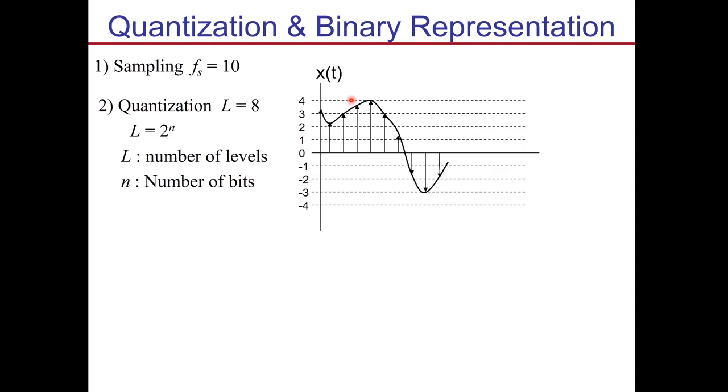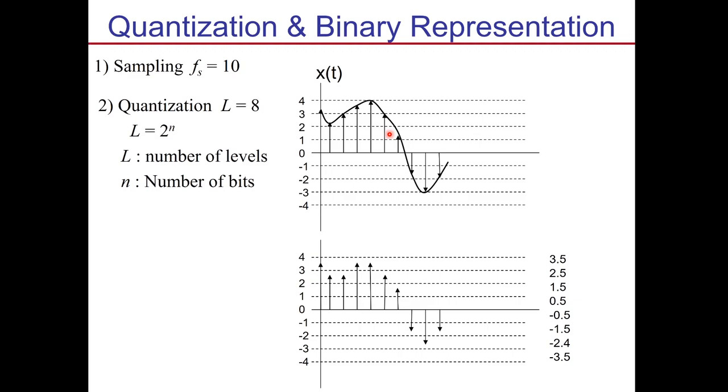If I need to represent each level by a binary number, since I have 8 levels, all I need is 2 to the power of n should be 8. That means in this case, n is 3, because 2 to the power of 3 is 8. So I can represent these 8 levels in the middle of each division, these 8 levels, by 3 binary digits. Each number will be represented by 3 binary digits. So before we do that, we have to quantize this amplitude. Any amplitude here, I will make it in the middle. So any amplitude that falls in this range, I will give it the middle value.